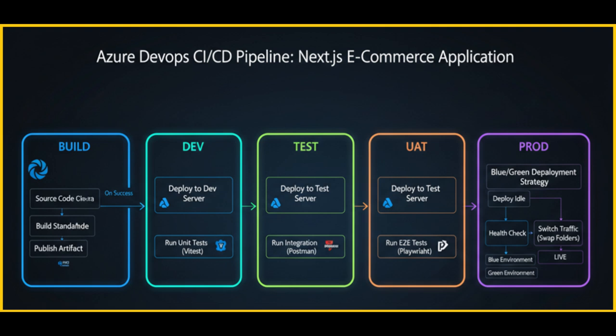Stage 5, Production, that is prod. The objective is zero downtime release to live users. The strategy is blue/green deployment via folder-based slots. The workflow is as follows. Backup archives the current live version. Deploy idle deploys the new version to the idle, or green, slot. Health check verifies the idle slot is healthy and responding.